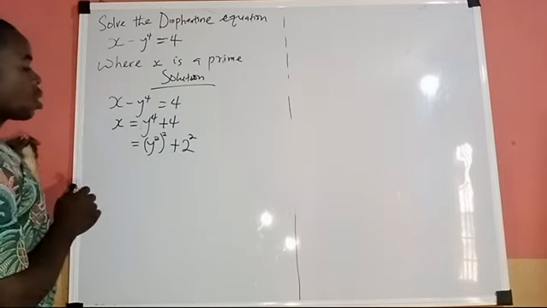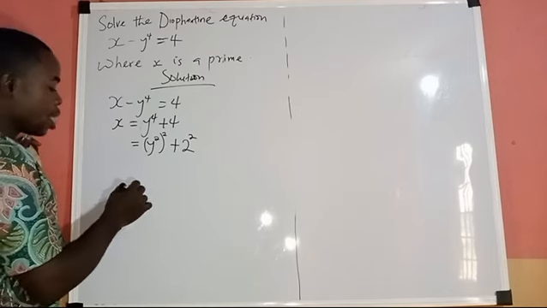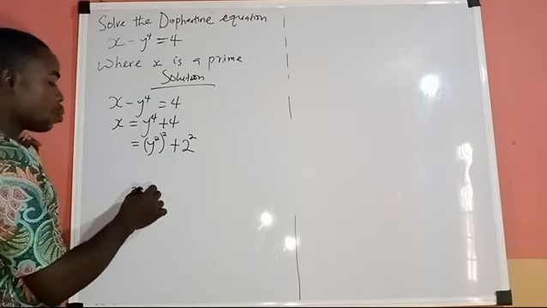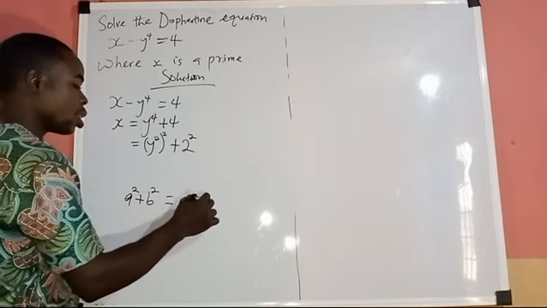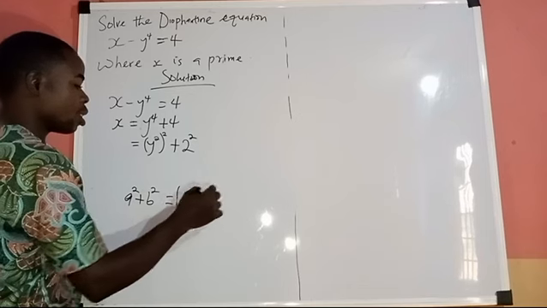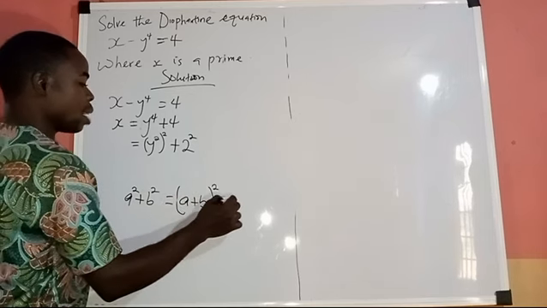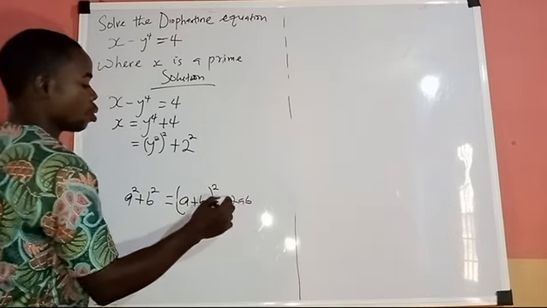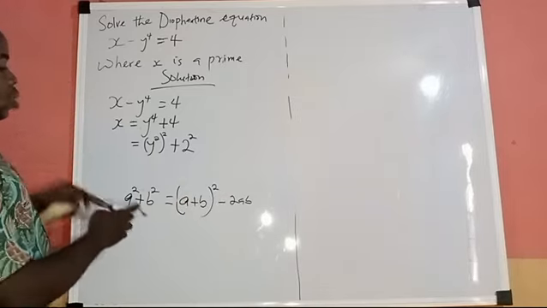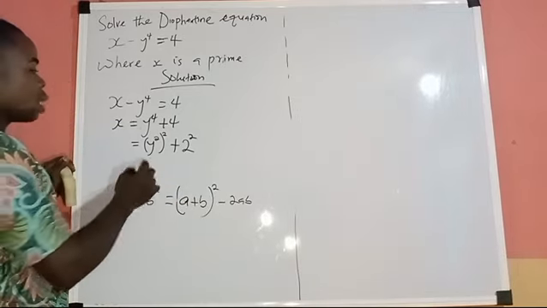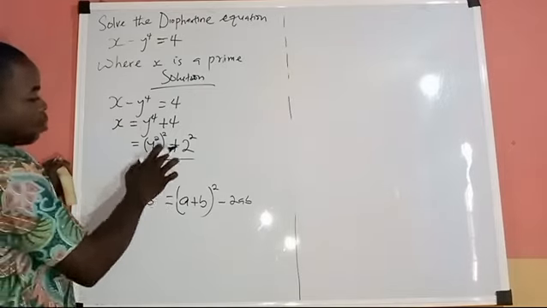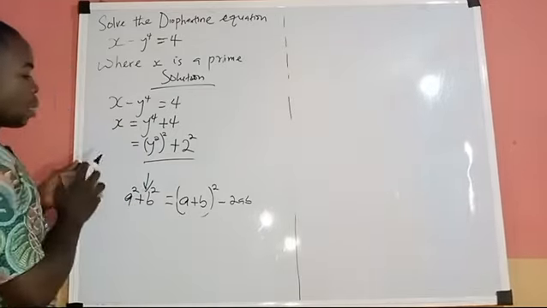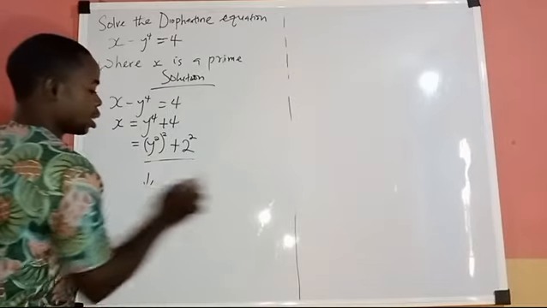You also need to remember that a raised to power 2 plus b raised to power 2 can also be written as a plus b, all raised to power 2, minus 2ab. You need to remember this. This is what we are actually going to apply. Since we have something that looks like this one right here, we are going to transform this one to look like it. That's what I'm going to write on the next stage.